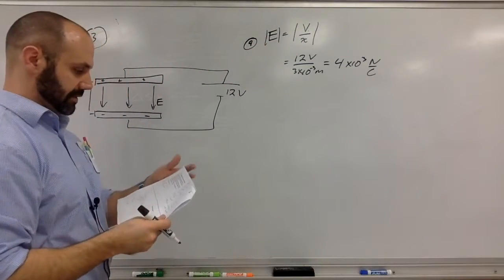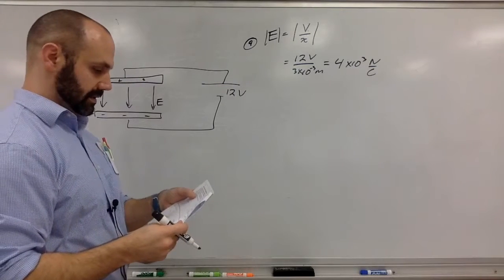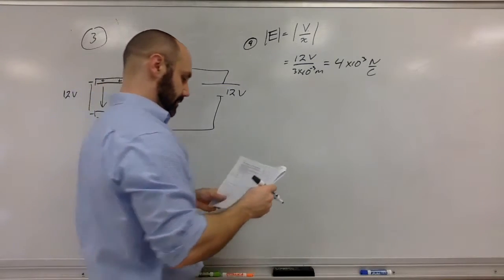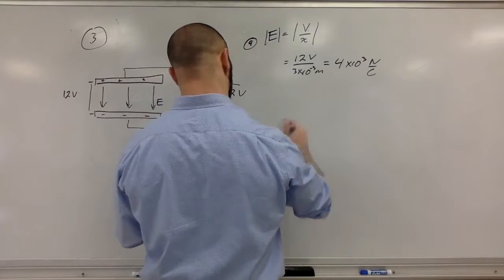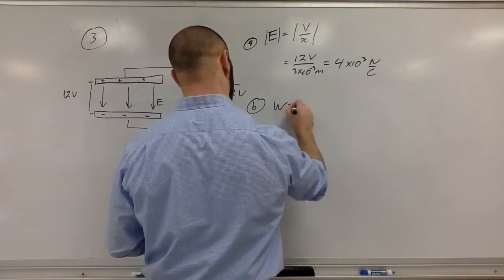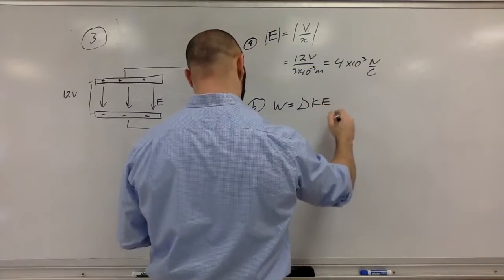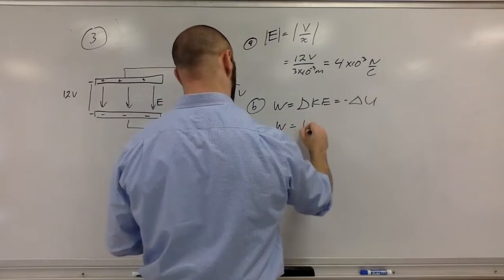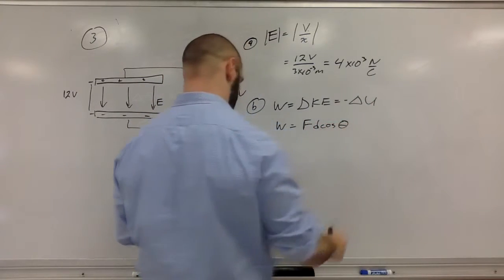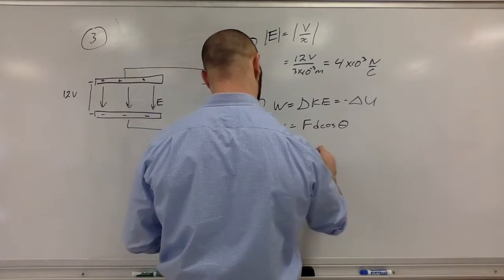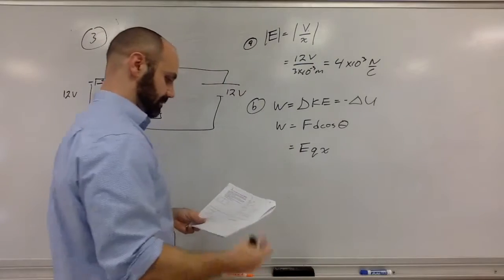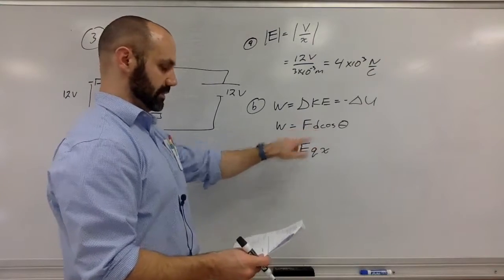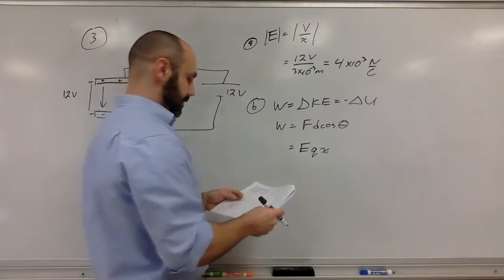Part B, the change in potential energy when a proton placed at the positive plate is displaced by 1.5 millimeters. And so remember that work is equal to change in kinetic energy, which is equal to the negative change in potential energy. Work, again, F D cos theta. And so this is E, Q, X. Cosine of theta is 1, so we're going to leave that out. EQ is this, X is the D. And so we plug our numbers in.